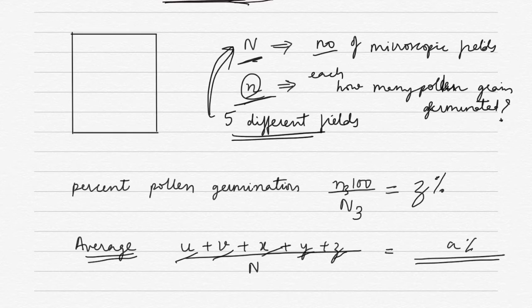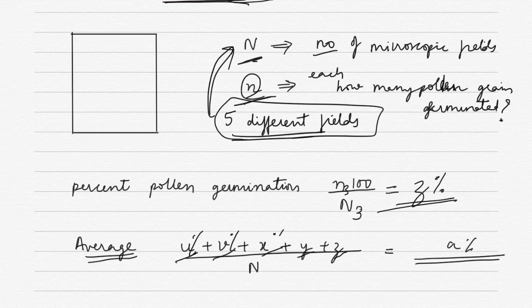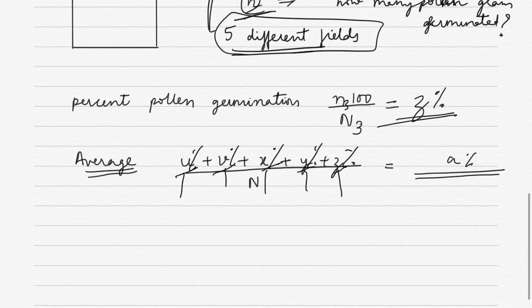This goes on, we can do it up to 5 different fields, and whatever percentage we get for each, suppose we get U, V, X, Y and Z, each indicates the percentage obtained in a different microscopic field. If we take the average of that, we get a percentage. So this is how we calculate the percent pollen grain germination.